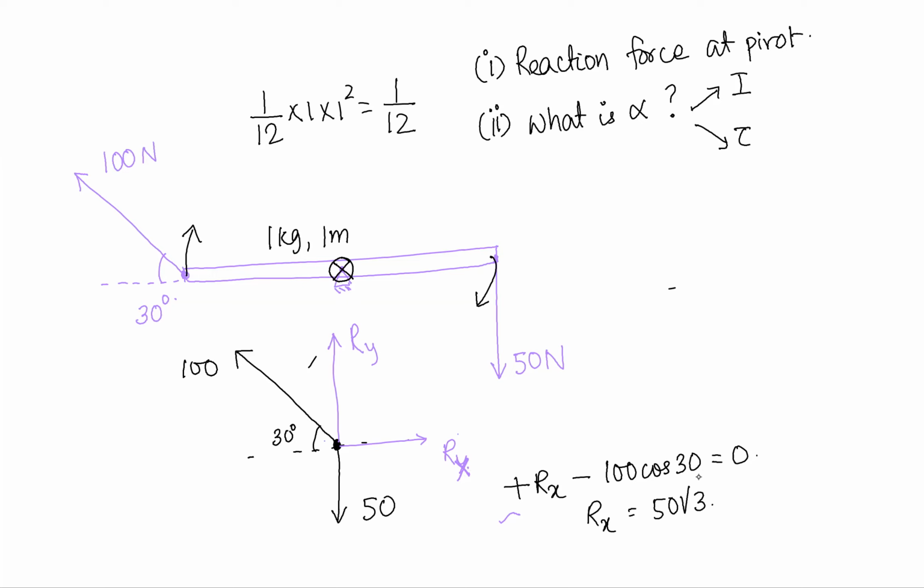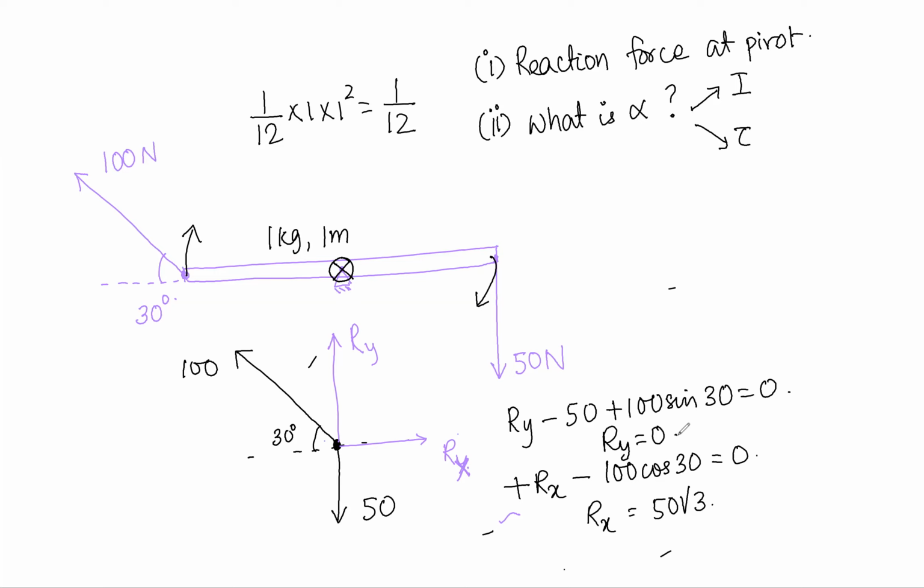और तुम y के लॉन्ग लिखोगे तो वो भी तुम्हें आता है, Ry minus 50, और यहाँ पे 100 का साइन 30 भी आएगा, तो plus 100 sin 30 is equal to 0. कैसे? 100 sin 30 है ना इसका वर्टिकल कॉम्पोनेंट. तो Ry is equal to 0. Ry happens to be 0.